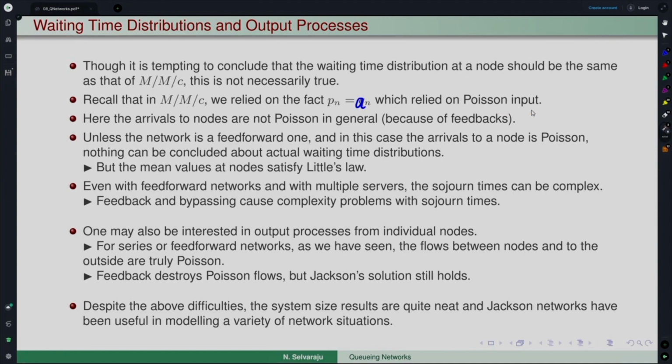Here, because of feedbacks, the arrivals to nodes are not necessarily Poisson in general. Of course, in a series network they will be Poisson, and in a feed forward network they will be Poisson, but if there is feedback then the input to each node is not truly Poisson, and it is very difficult then to talk about waiting time distribution, because the waiting time distribution then will become dependent.